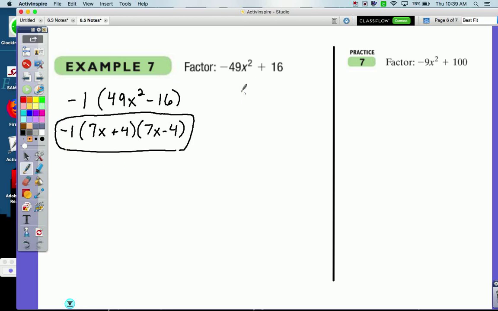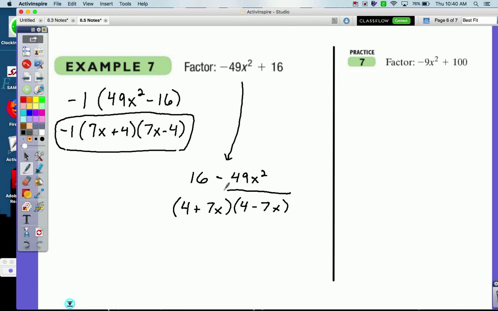Okay, another way you could possibly do it. If there's that minus in front of the first term, you could just switch the order. You could turn this into 16 minus 49x squared. And then you see perfect square minus perfect square. And you can factor it out like this. Square root of 16 is 4. Square root of 49x squared is 7x. And so you'll have 4 plus 7x, 4 minus 7x. All right, and so that would also be an acceptable answer. Either way, whichever one you like.